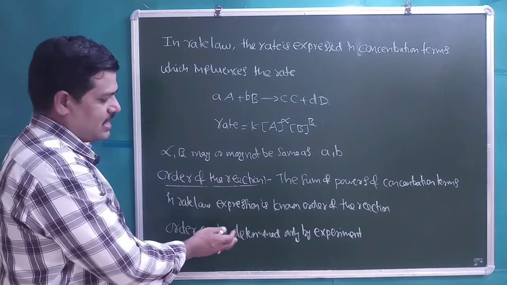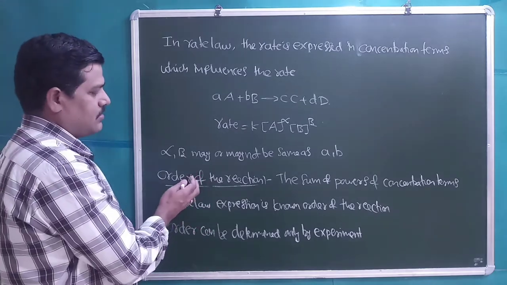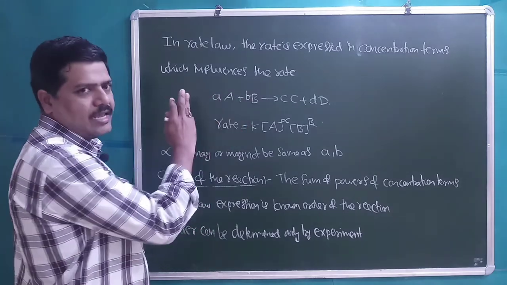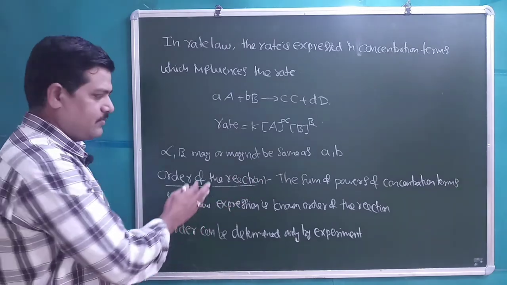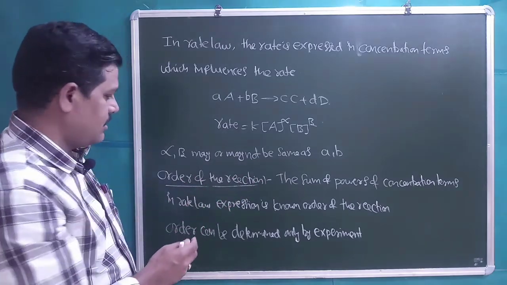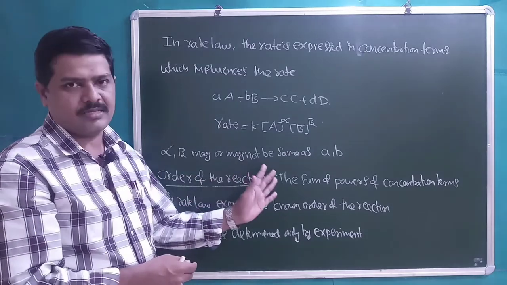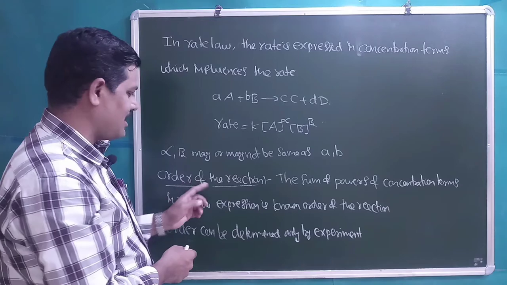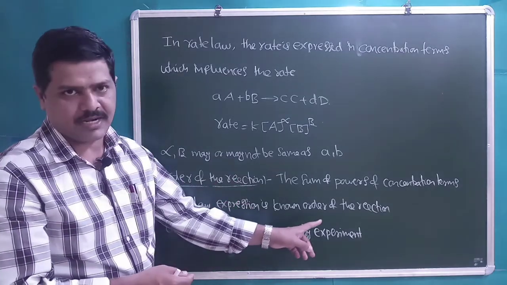In the elementary reaction, we can easily find out the order of the reaction. That is the sum of the coefficients given in the reaction itself. We can call it the order of the reaction. But for most reactions, we cannot predict the order unless they have given some clue, right? So order cannot be determined directly. Order can be determined only by the experiment.